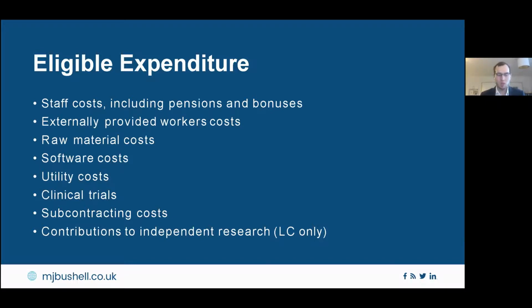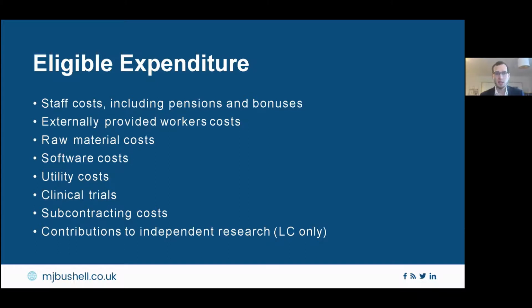You've also got software costs, so that's any software that you use that specifically relates to the R&D project. You might have, for example, CAD design software, or even some sort of platform software that you're subscribed to that you might use a proportion of the time towards carrying out R&D.